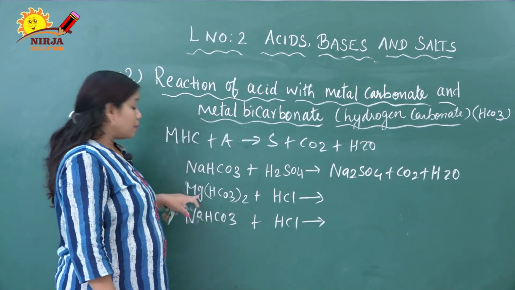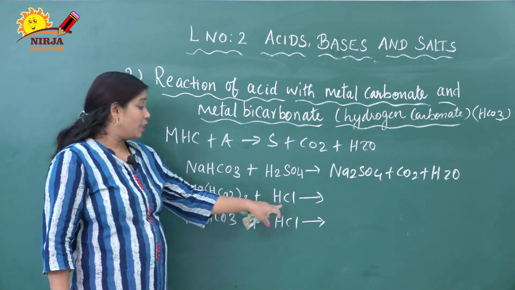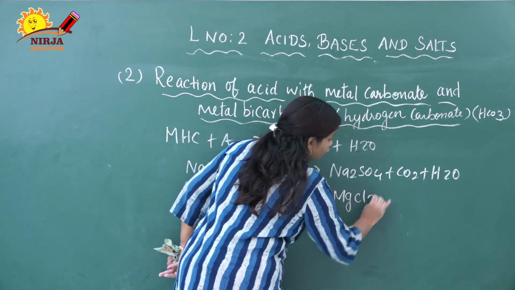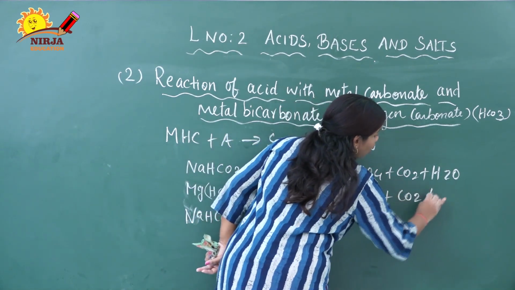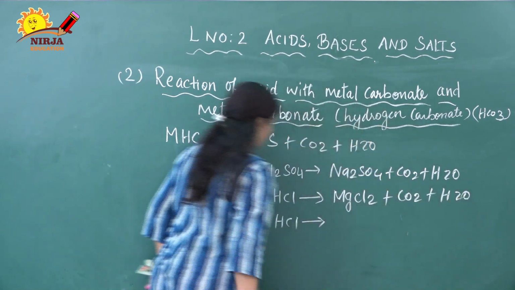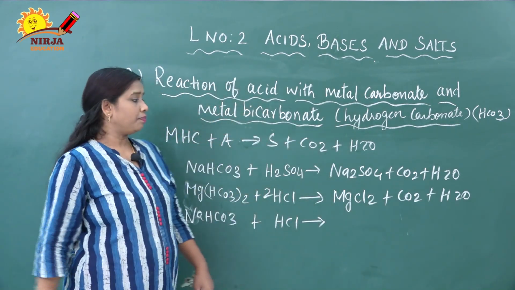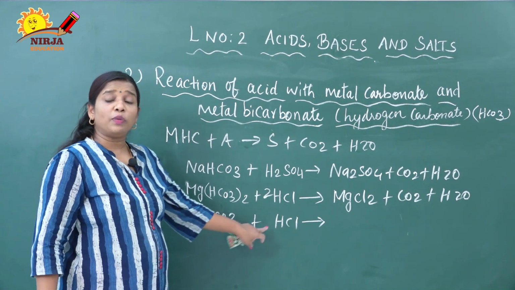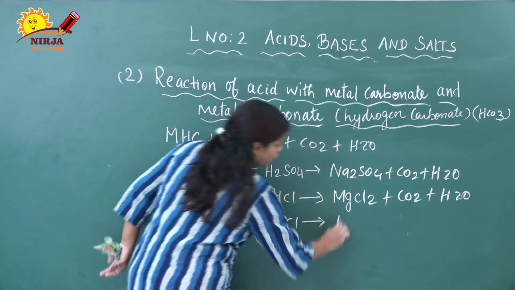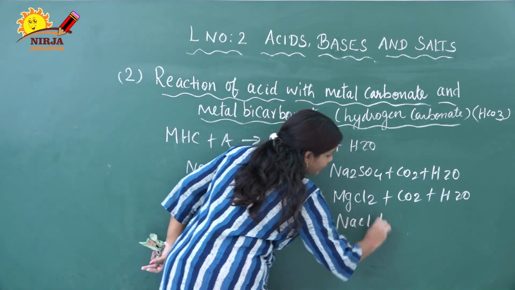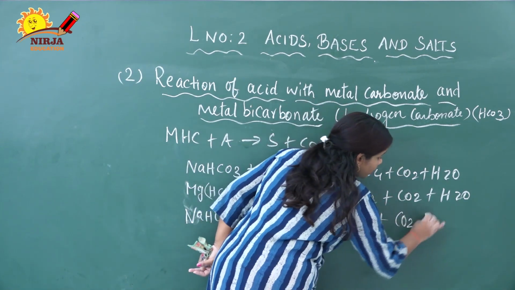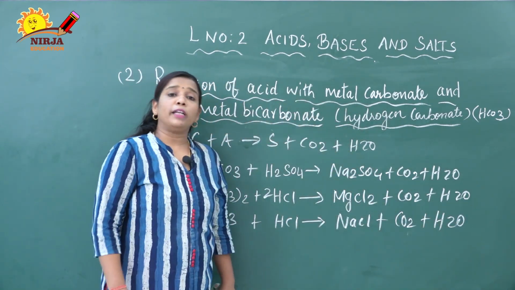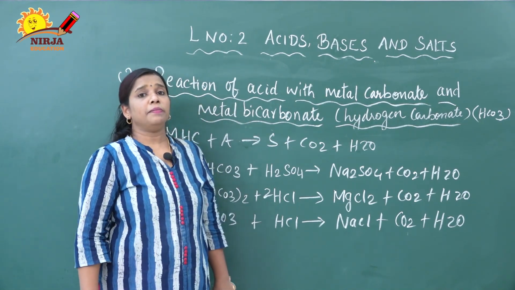Next one is magnesium bicarbonate reacting with hydrochloric acid. It produces magnesium chloride, MgCl2, plus CO2 plus water. Here you have to balance the equation. Next one is sodium bicarbonate reacting with hydrochloric acid. It produces NaCl, sodium chloride, which is common salt, plus carbon dioxide plus water. These are the examples of metal bicarbonate reacting with acid.